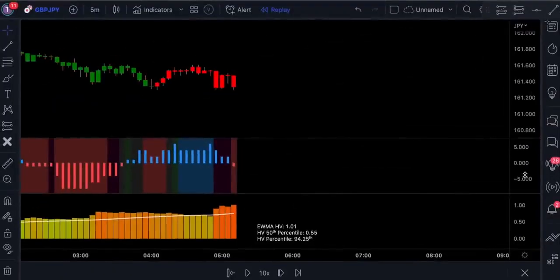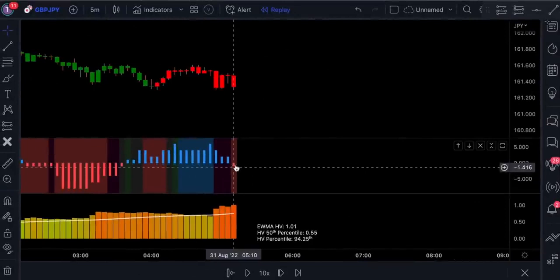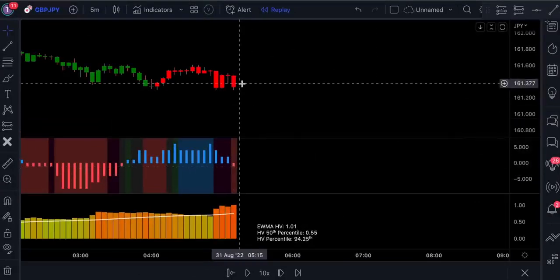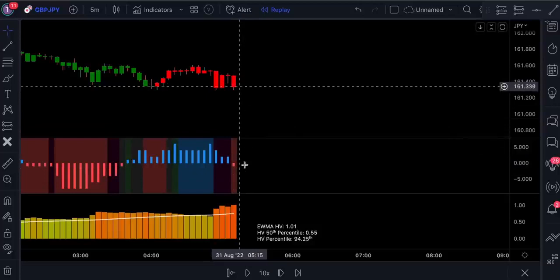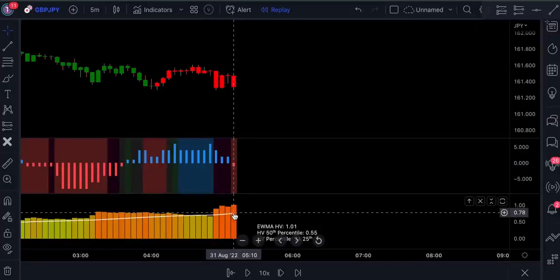First, the Faith indicator must print a new red bar on a red background. Second, the trigger candlestick must be red color. Third, the volatility bar must break above the moving average and it needs to be colored in orange.